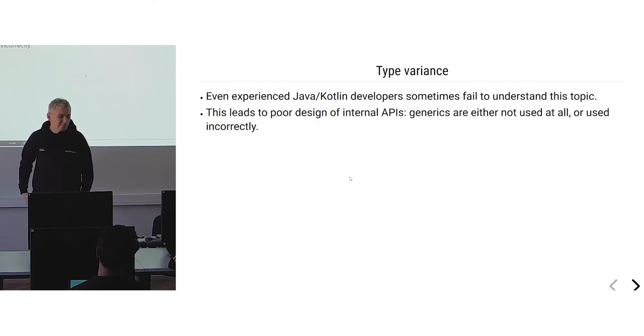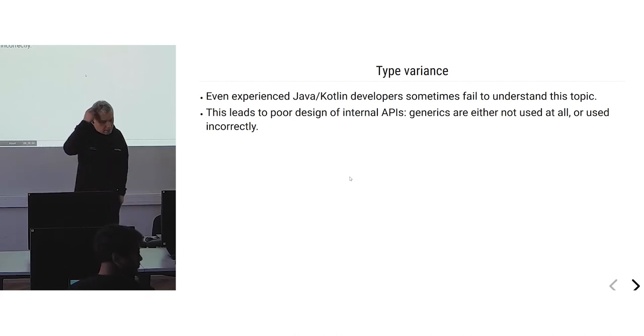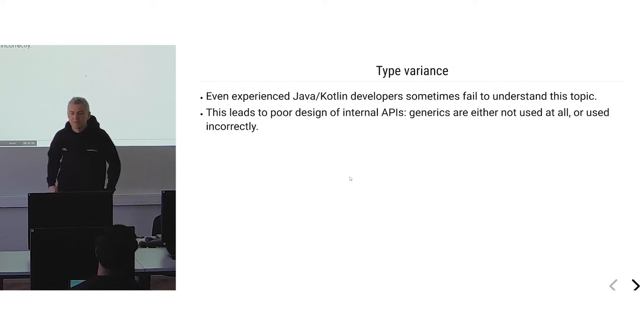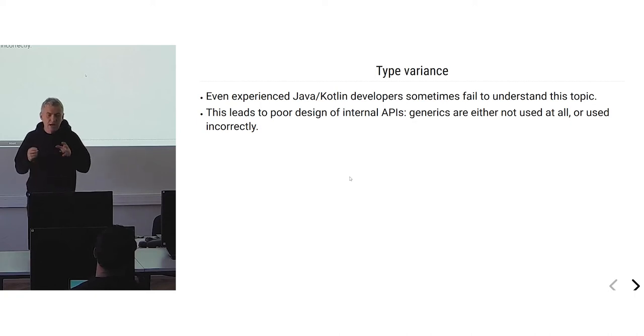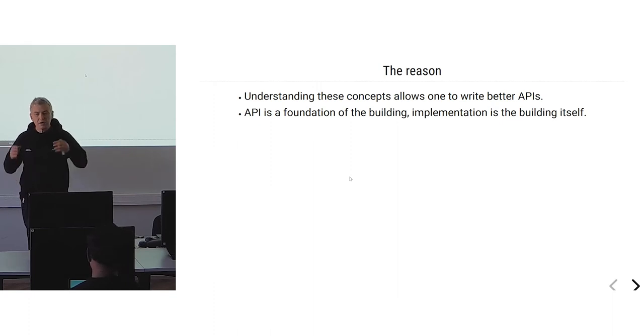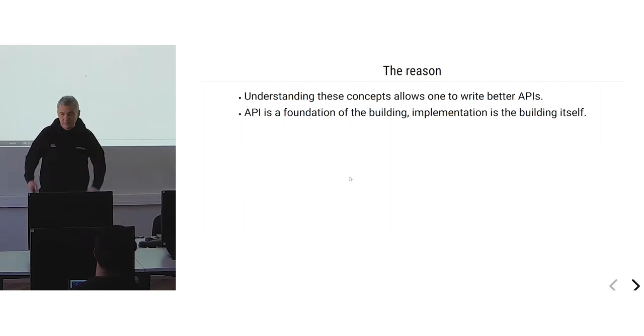And it's a pity, because I think it averts people from learning this stuff in regards to programming languages. In my experience, even experienced Java developers and Kotlin developers sometimes fail to understand variance. This leads to problems: the internal APIs of programs are written very poorly because of this, because people either don't use generics or use them in the wrong way. So it's all about writing better APIs, better interfaces that other programmers will use while developing your program.